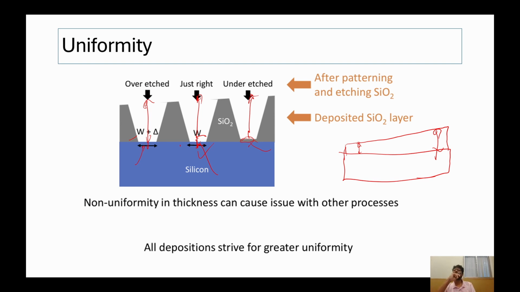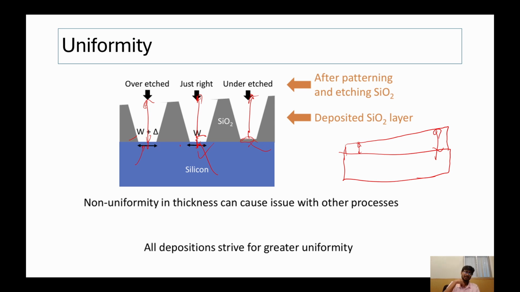For most of the processes other than CVD, ALD is a kind of conformal growth and a highly uniform technique, that we will see why. Also CVD has very good uniformity because of the gaseous precursors we are using. We are not depositing physically.